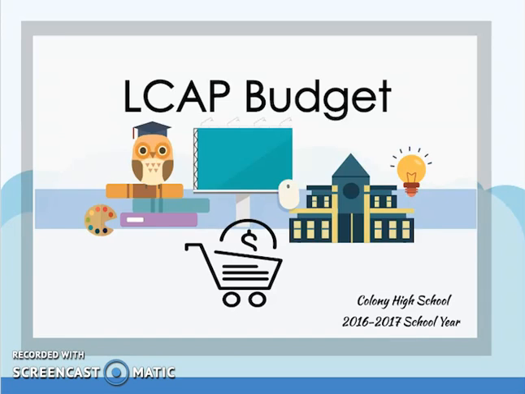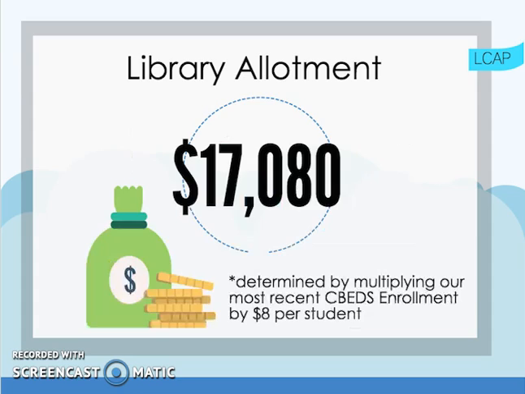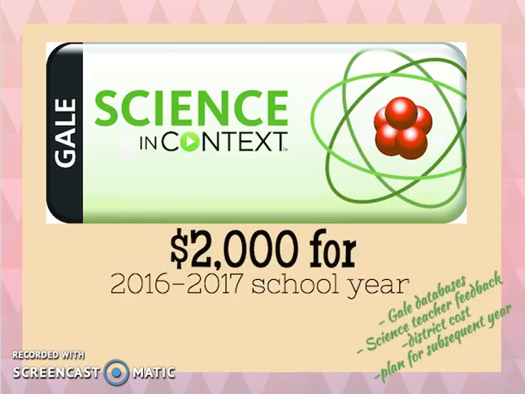Hi, thank you for joining me today and listening to this presentation on how we can spend our library LCAP budget for this school year. Our library was allotted $17,080, which was determined by multiplying our most recent CBEDS enrollment by $8 per student. And I'm going to jump right into how we could spend this money.